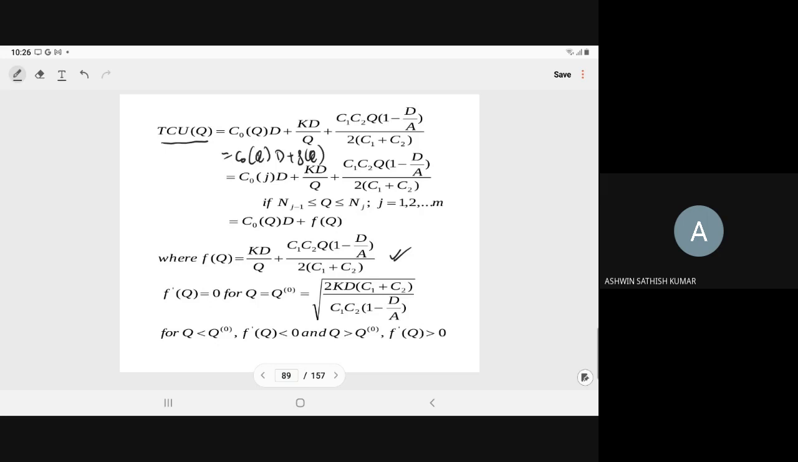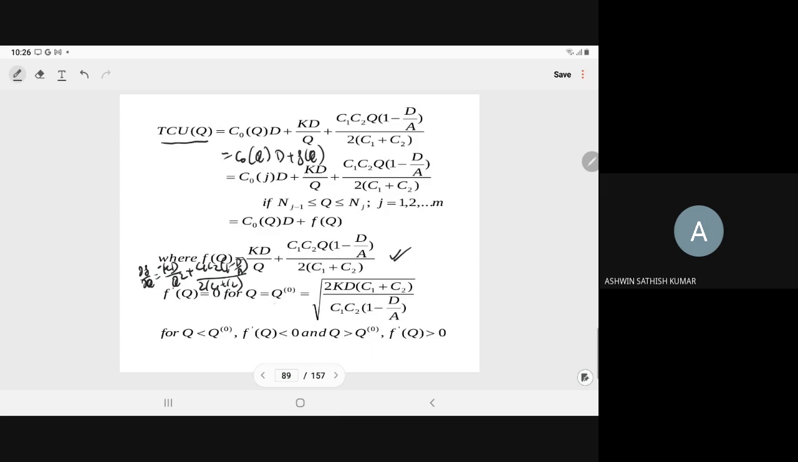Now from here, if you compute del Fy del Q, the first term will come as minus KD upon Q square plus C1 C2 into 1 minus D upon A upon 2 C1 plus C2.